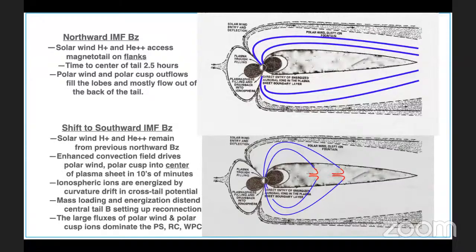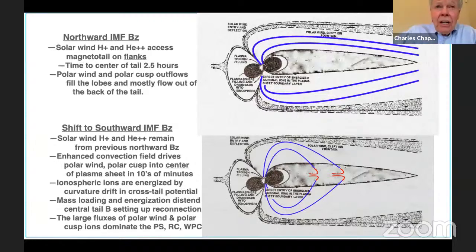Okay. So, okay, the next question is from Bob Manka. You have mentioned that we hadn't realized the contribution to the lobes. So how much does the ionospheric plasma increase the density in the lobes?